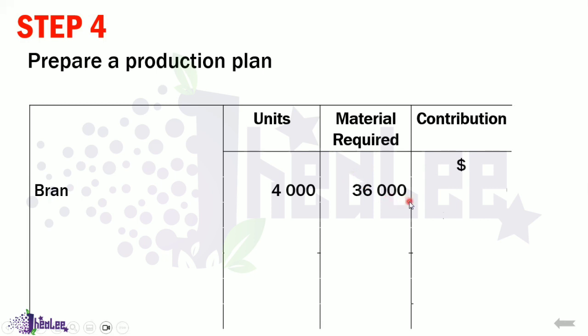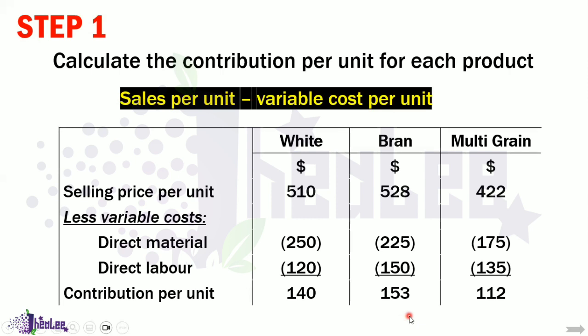So it's 36,000 kg that will be used to produce the 4,000 units. How did we get the 36? It's the 4,000 units multiplied by the 9 kg per unit, and that gives us 36,000. Now that we have that information, let's see the contribution that the business will be generating from producing the 4,000 bran bread. Now, in step 1, we had calculated the contribution to be generated from producing 1 unit of the items. And for the bran bread, it is $153 per unit of bran bread.